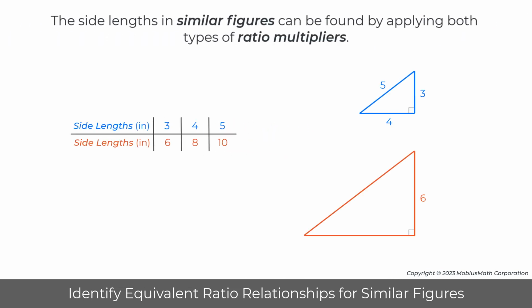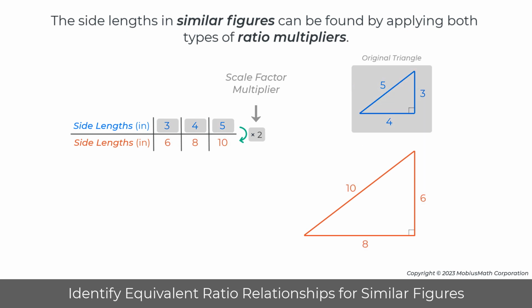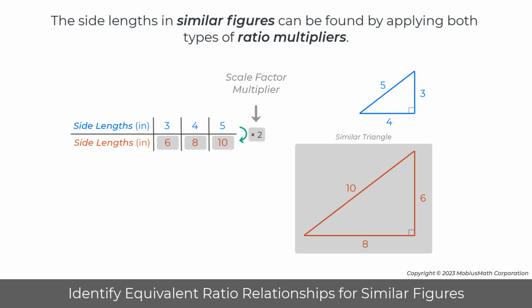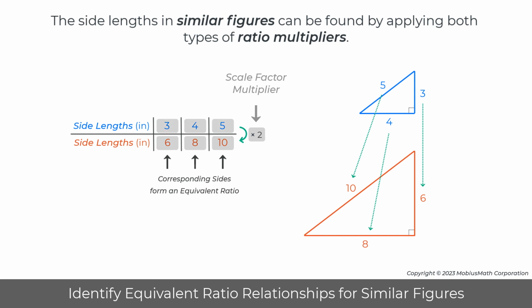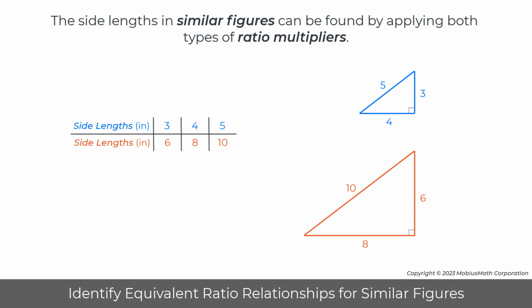The side lengths in similar figures can be found by applying both types of ratio multipliers. For example, a scale factor multiplier can be applied to the side lengths of an original triangle to generate the corresponding side lengths in a similar triangle. Because a common multiplier, the scale factor, relates the corresponding sides in two similar figures, each pair of corresponding sides forms an equivalent ratio. An additional ratio relationship exists between the side lengths within each similar figure.